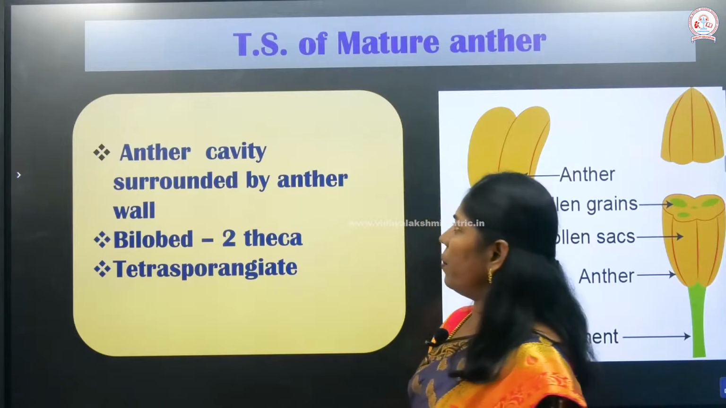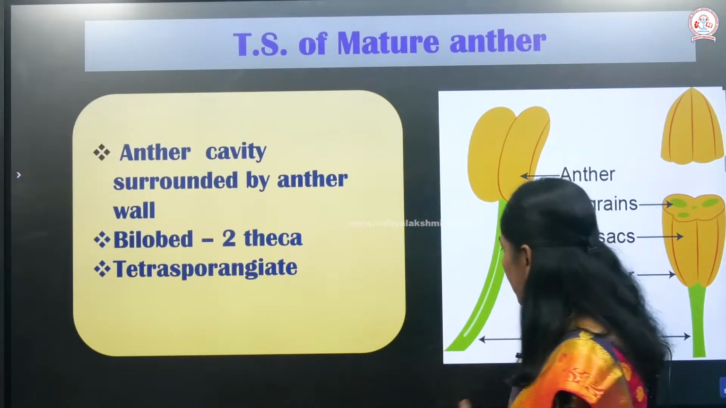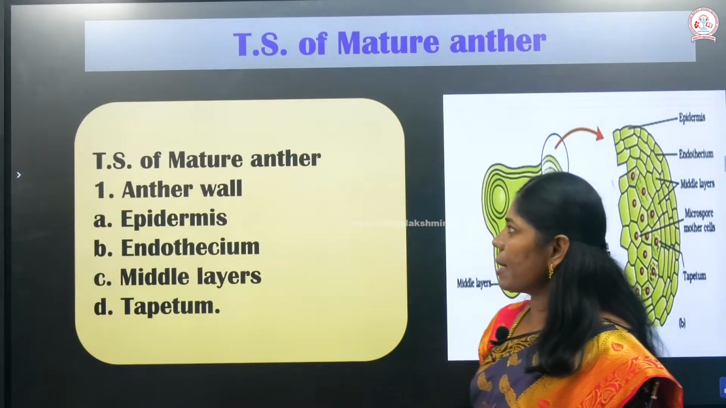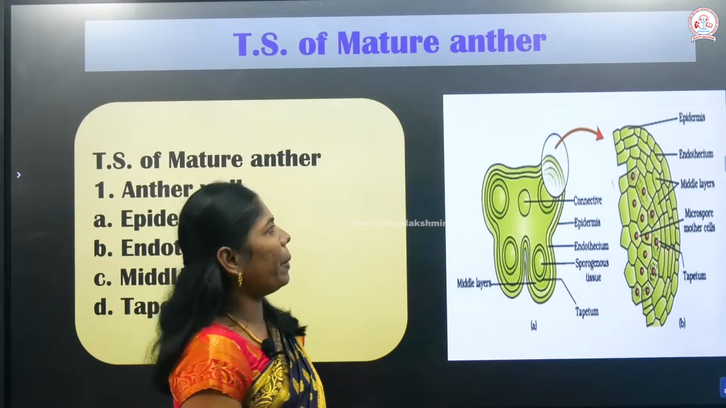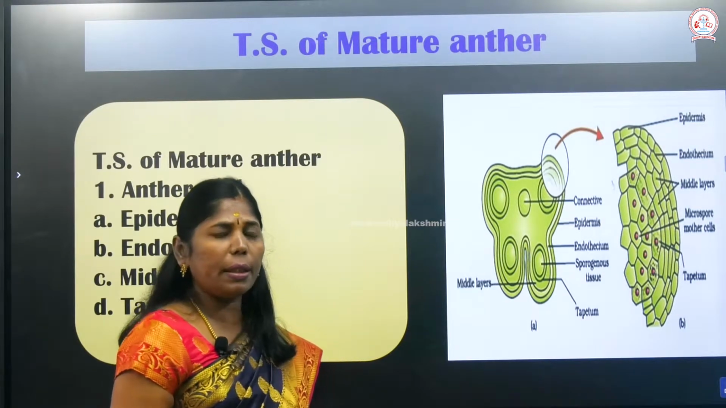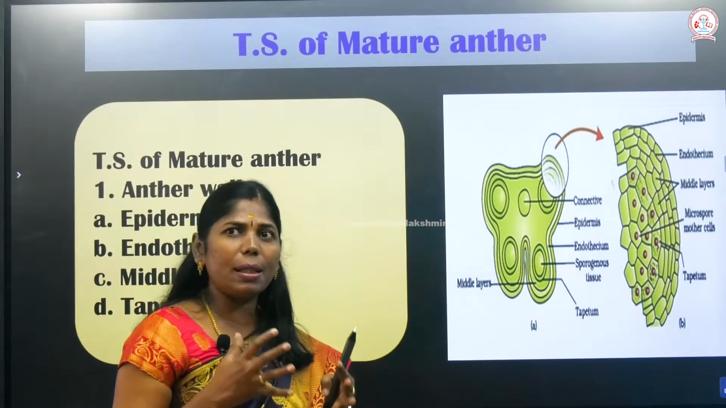So, the anther cavity is surrounded by the anther wall. It consists of 4 layers. We will see them one by one. The first layer is the epidermis. What is the epidermis? The epidermis is the outermost layer, isn't it? The epidermis is protective in function. It has to protect the internal tissues.